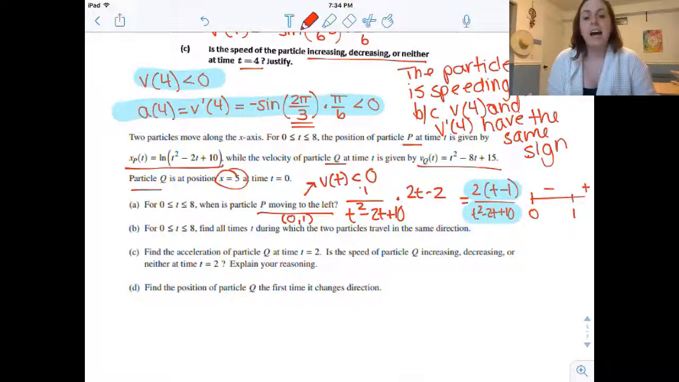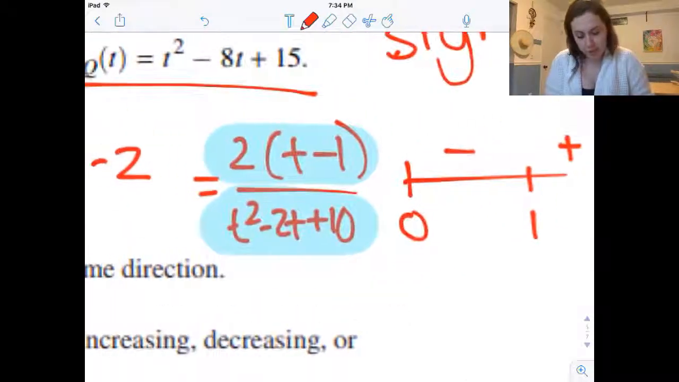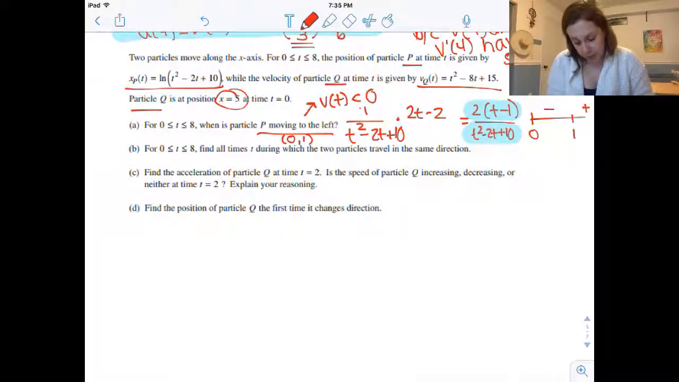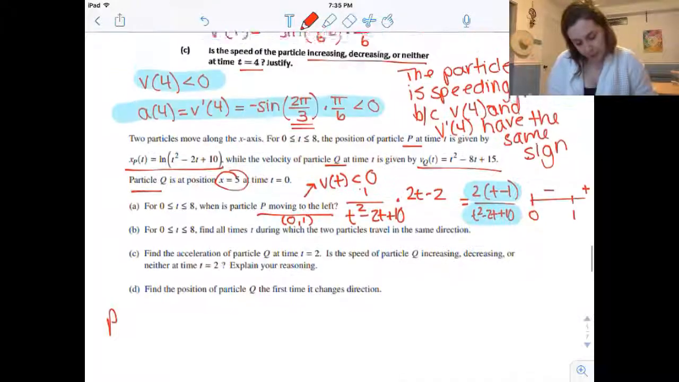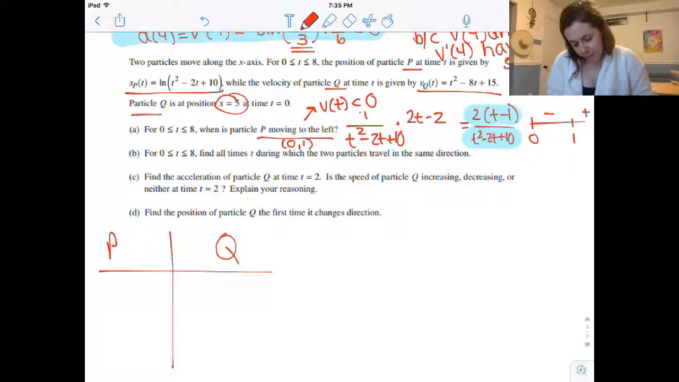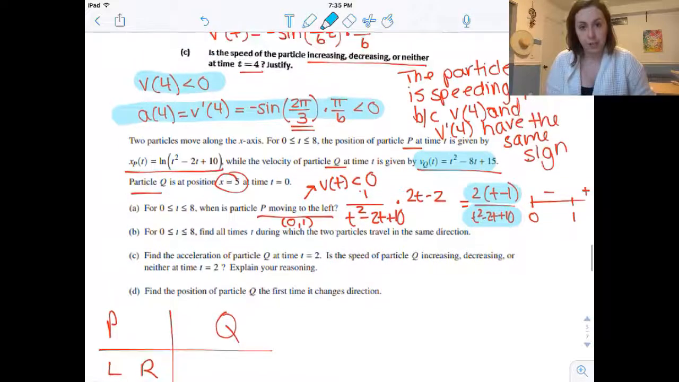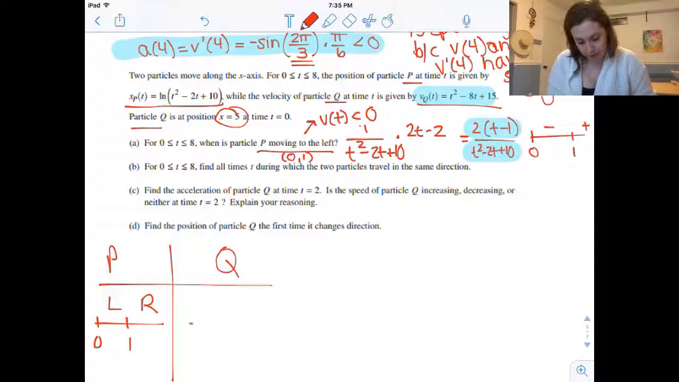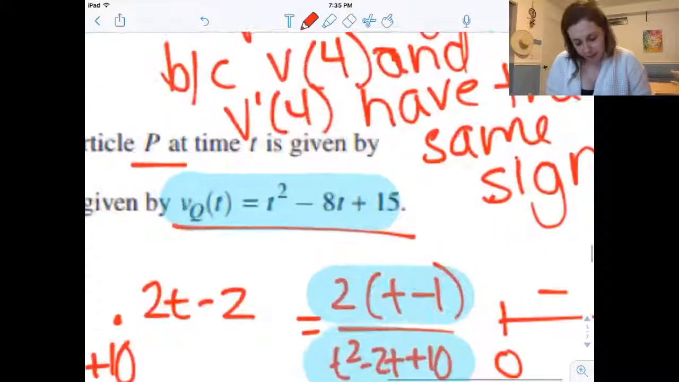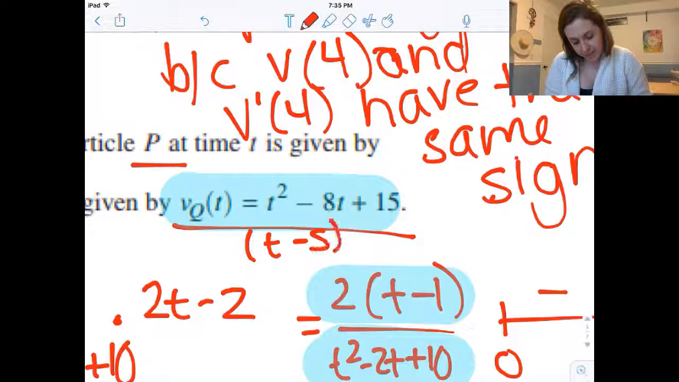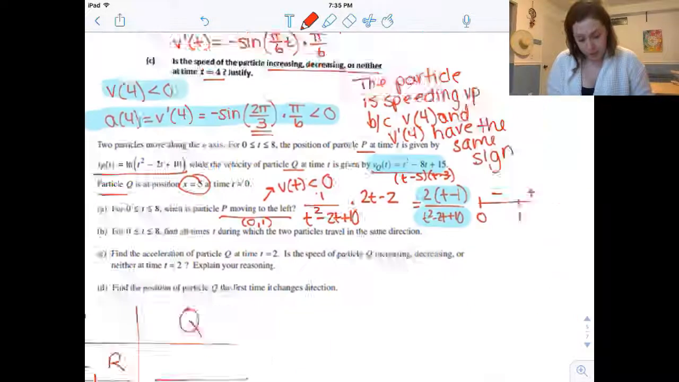All right, find all times during which the two particles travel in the same direction. So I already know for this one, it's traveling to the left here and then to the right everywhere else. So let me organize this a little bit better. So let's do particle P and particle Q. For P, I know from 0 to 1, it's moving to the left and then to the right. For particle Q, they give me this velocity function, so I'm actually going to find the zeros of that. The zeros would be t minus 5, t minus 3. So my zeros are at 3 and 5.